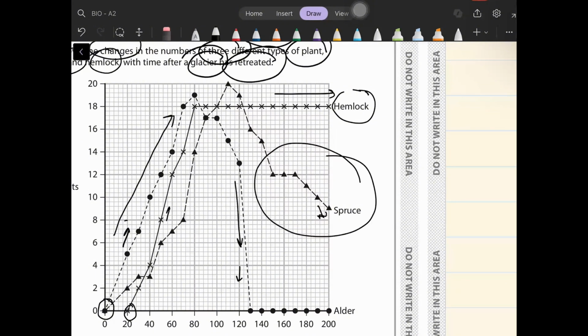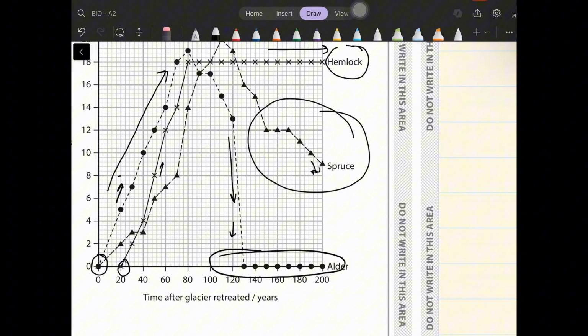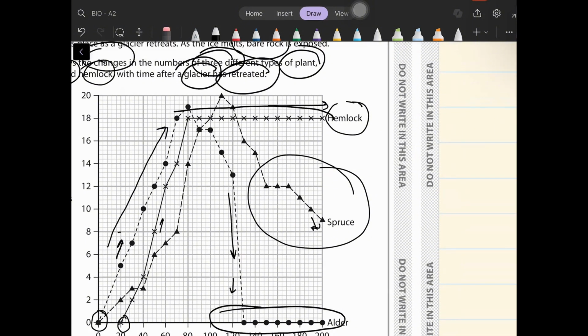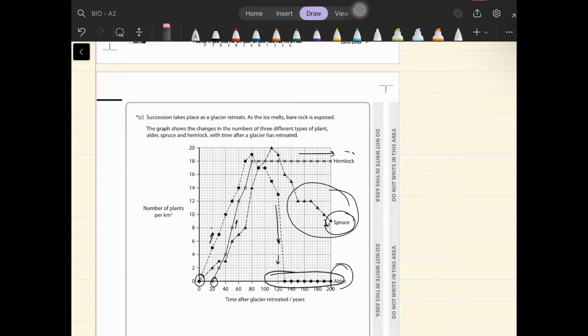Another thing is that the alders number drops to zero, which means that they could undergo extinction because of some sort of disease that wiped their entire population. For hemlock, this remains constant. This could be because there isn't much competition from spruce and alder for nutrients, and also the numbers of spruce and alders decrease as well, which further reduces the competition for hemlock, and hence their number remains constant. Right, so these are the things that I have written down in my answer.